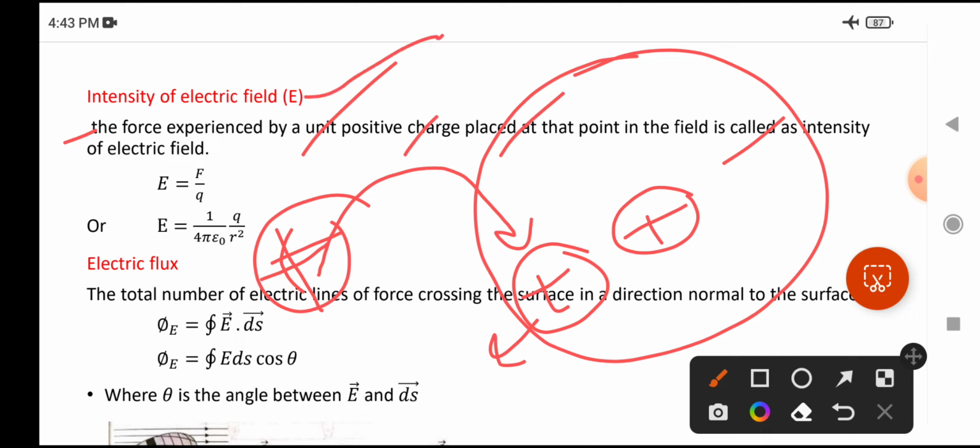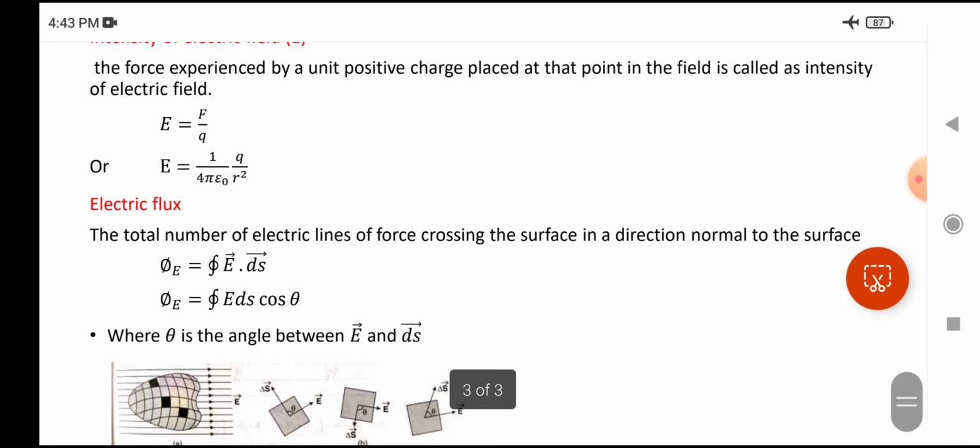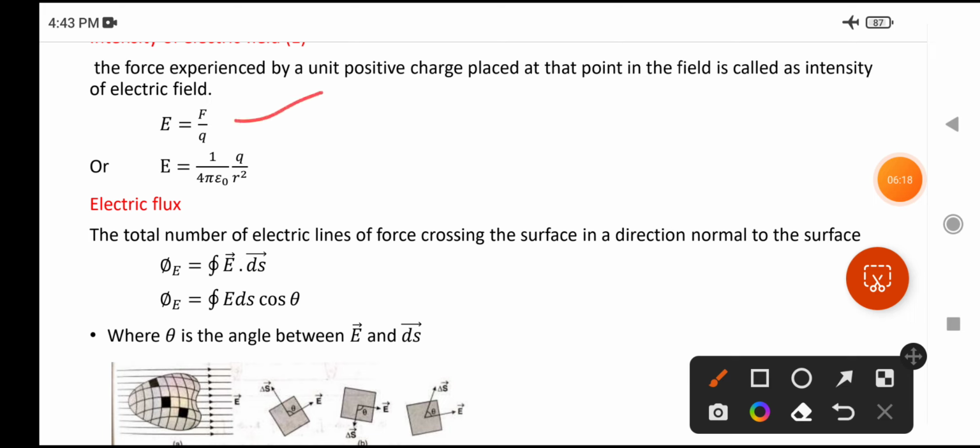It is denoted by the capital letter E, and the formula for E is E equals F by Q, or E equals 1 by 4 pi epsilon naught into Q by R square.